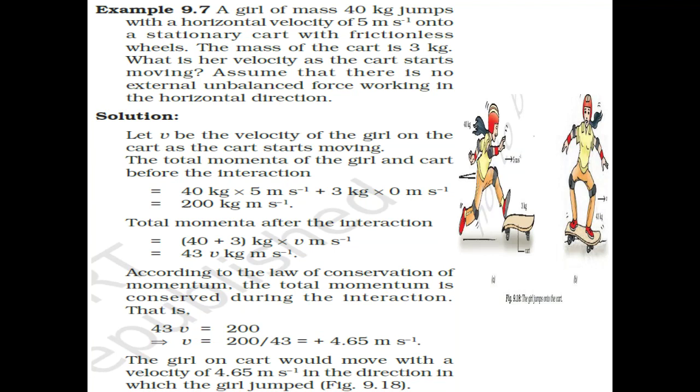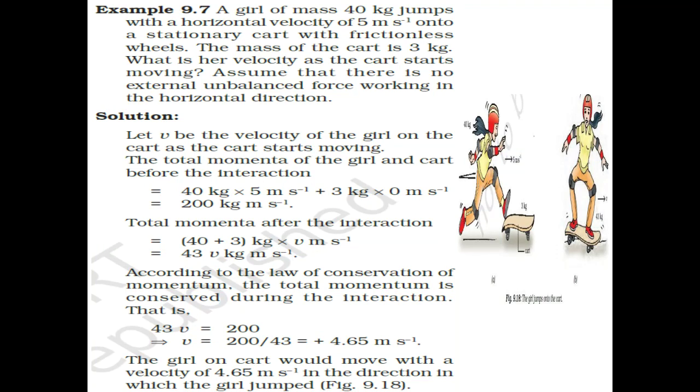Now what is her velocity as the cart starts moving? She is running, she jumps onto this cart and then stands on it. There are wheels on this cart, so the cart will start moving. Now this girl and this cart become a system, so the mass of the girl and the cart add up and they move combined. Now assume that there is no external unbalanced force working in the horizontal direction.